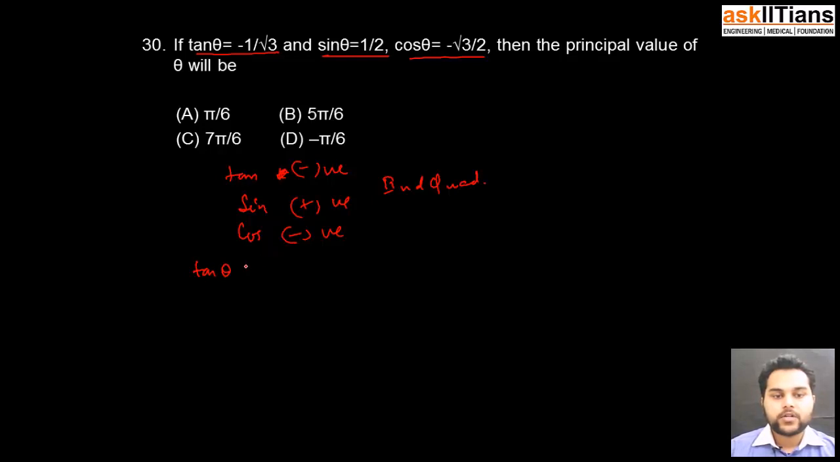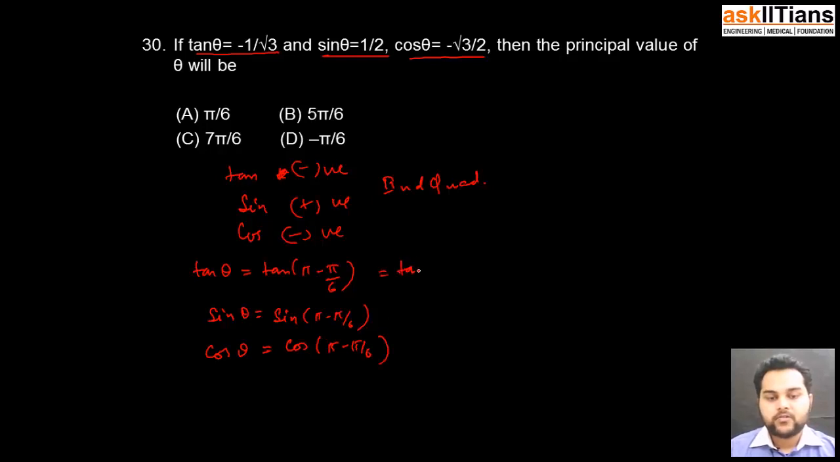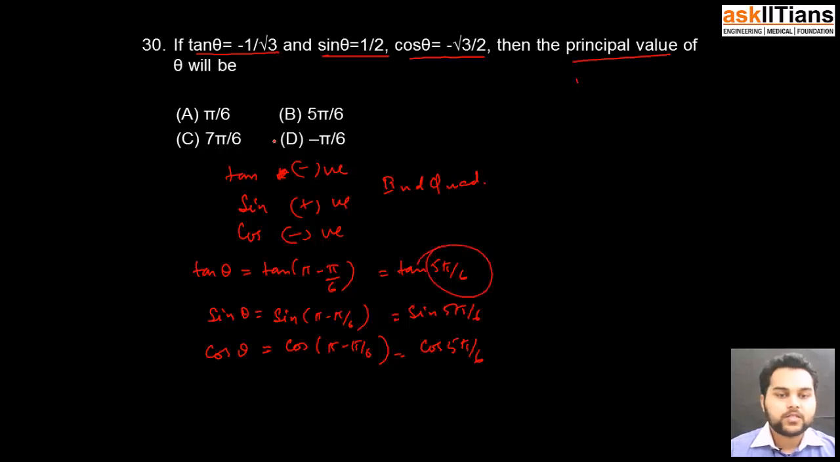Tanθ in the second quadrant can be expressed in this form as tan of (π − π/6). Sinθ can be expressed as sin of (π − π/6), and cos again would have to be negative and would be expressed as cos of (π − π/6). So the values would be tan 5π/6, sin 5π/6 and cos 5π/6. I'm asked about the principal value, that is 5π/6. Option B is the correct answer.